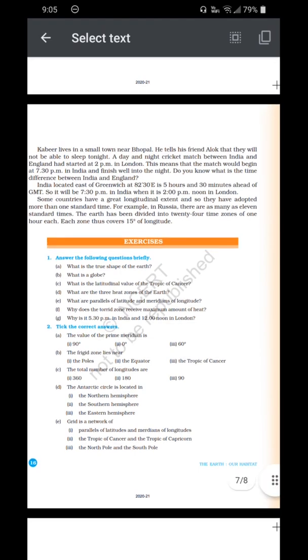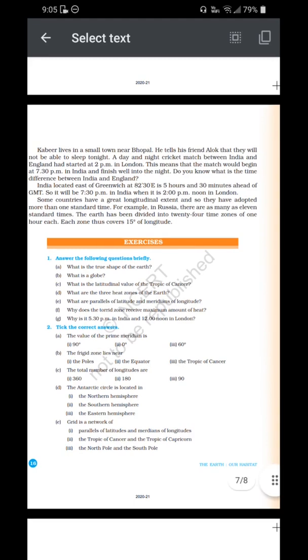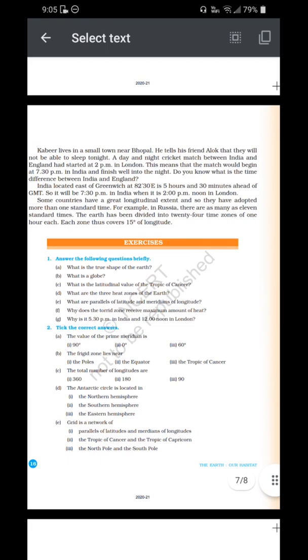Exercise. Answer the following questions briefly. A. What is the true shape of the earth? B. What is a globe? C. What is the latitudinal value of the Tropic of Cancer? D. What are the three heat zones of the earth? E. What are parallels of latitude and meridians of longitude? F. Why does the torrid zone receive maximum amount of heat? G. Why is it 5:30 p.m. in India and 12 noon in London?